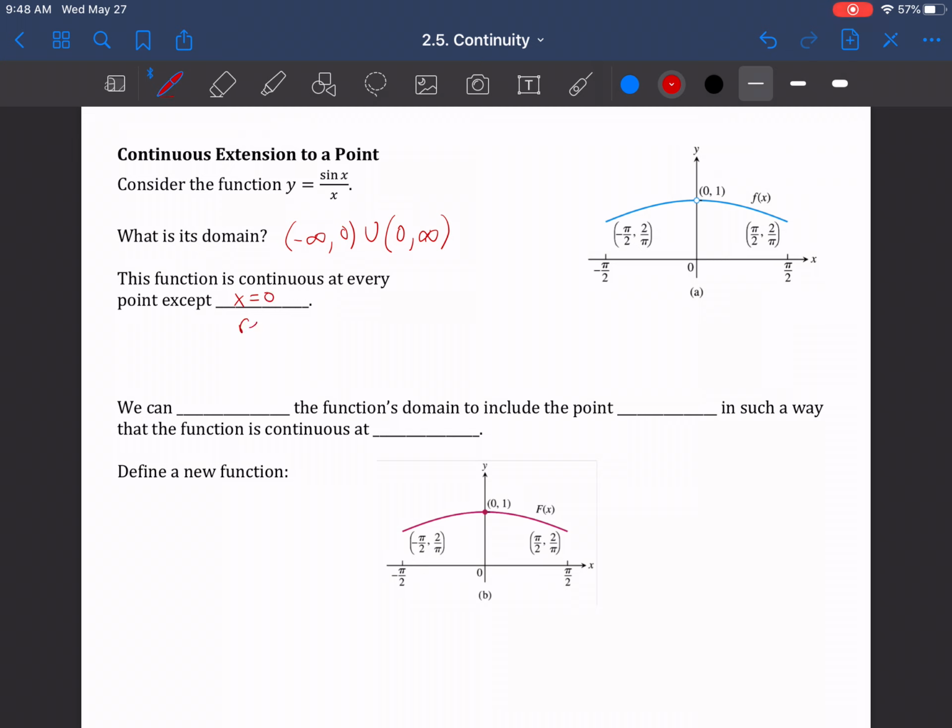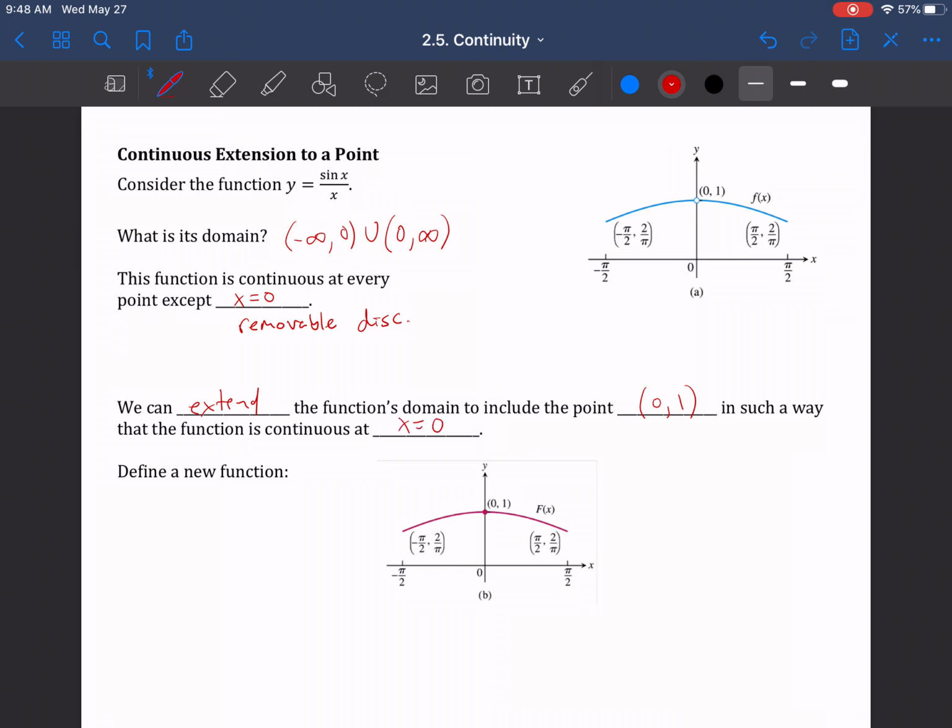This is a removable discontinuity, and I'm going to show you why it's removable. So we can extend the function's domain to include the point 0, 1, because right now it doesn't, in such a way that the function is continuous then at x equals 0.